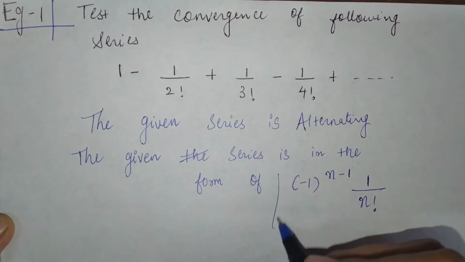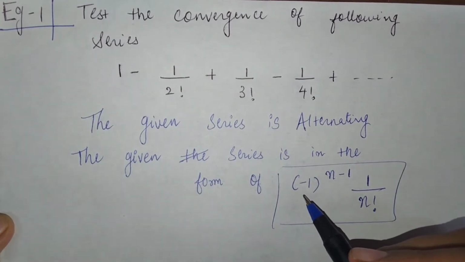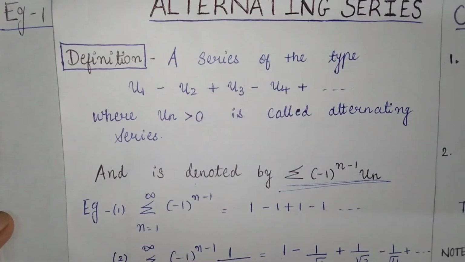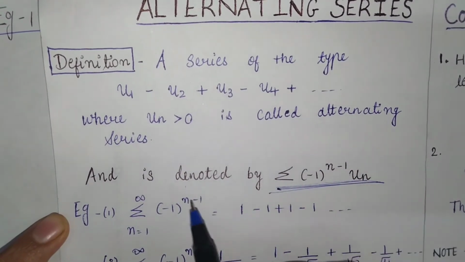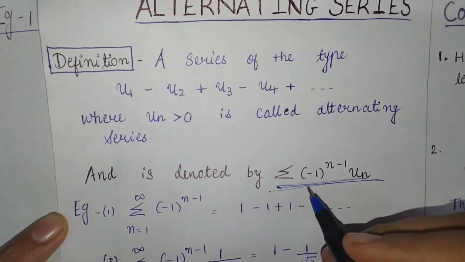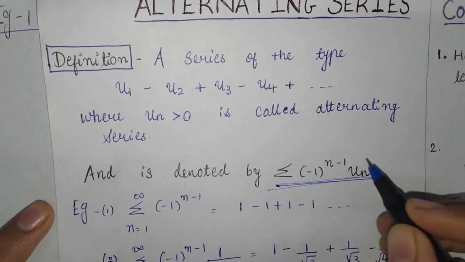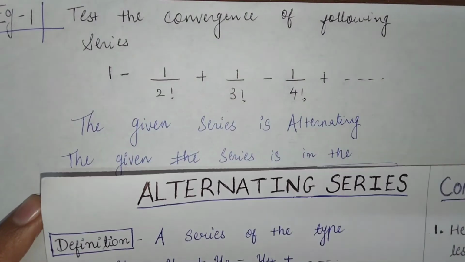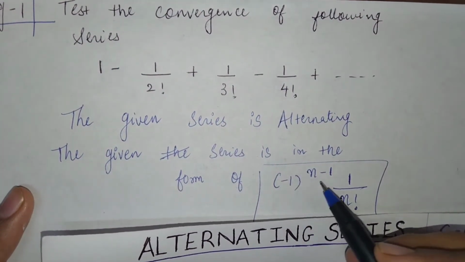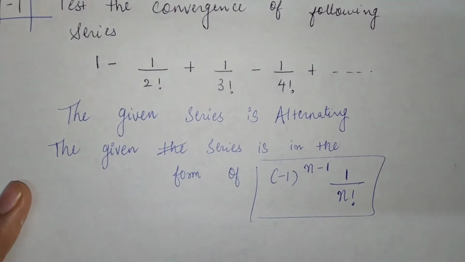You always have to denote it into this form. That is, as we discussed, the Leibniz alternating series is denoted by this form. So you have to write minus 1 raised to n minus 1 into un, whatever the un is given. So here the nth term is 1 by n factorial, so it will be minus 1 raised to n minus 1 into 1 by n factorial, okay.